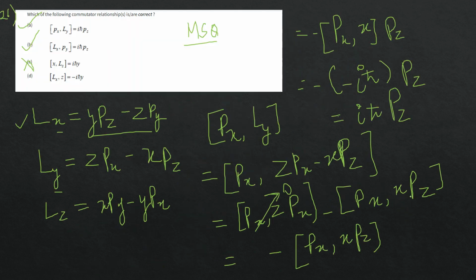So let's see, yes, this is the correct one. So what answers are correct? A, B, D. Two marks. You have to get everything correct. If A, B, D are the answers, you have to mark A, B, D. If you miss one, you will not get marks. Okay, next question, question number 27.